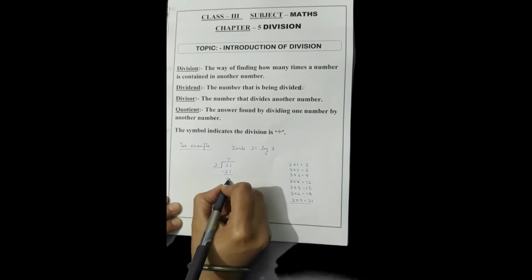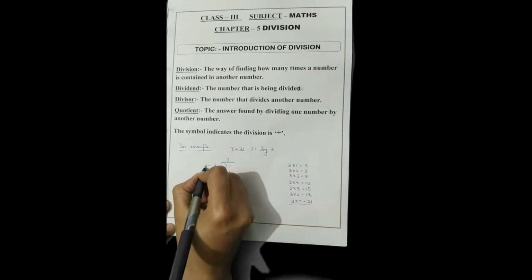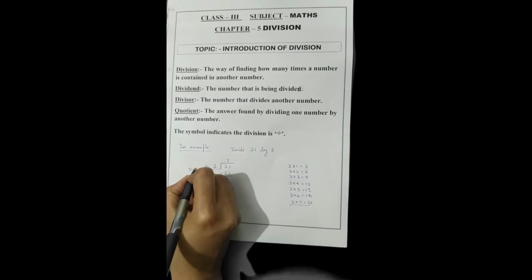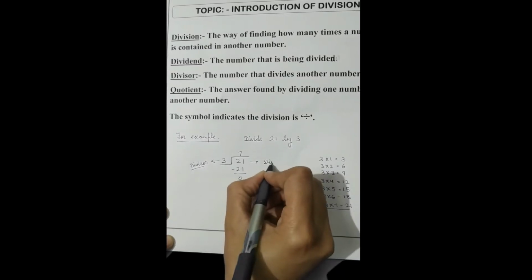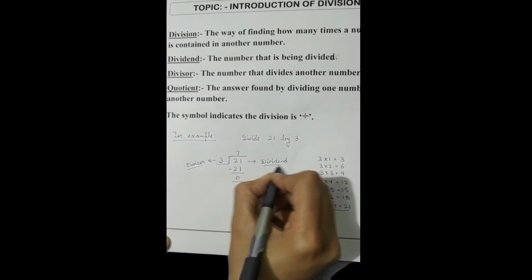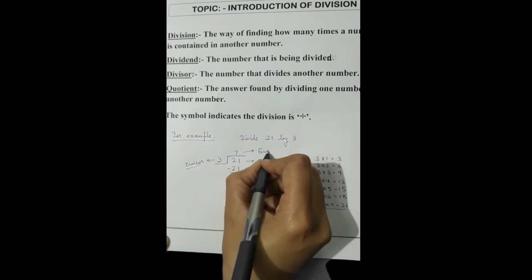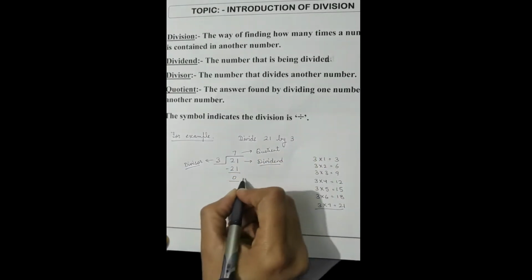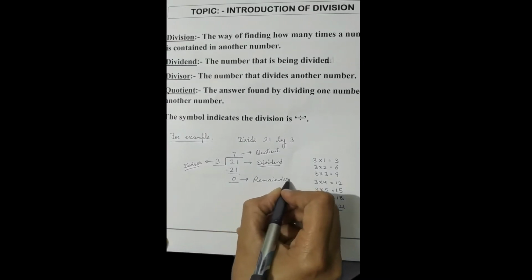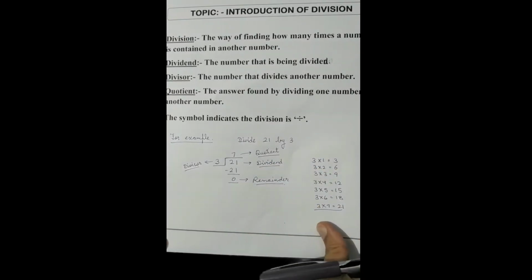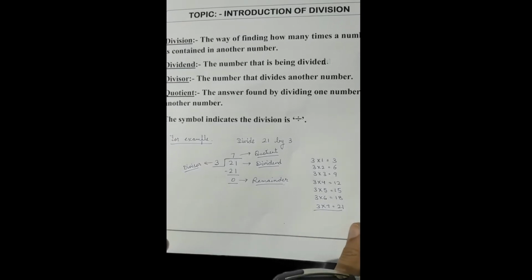Now subtract it, you will get 21 minus 21 will be 0. Here 3 is a divisor, 21 is a dividend, 7 is a quotient, and leftover number is called a remainder. Always remember while doing the division. Here are some points also to remember while doing the division.